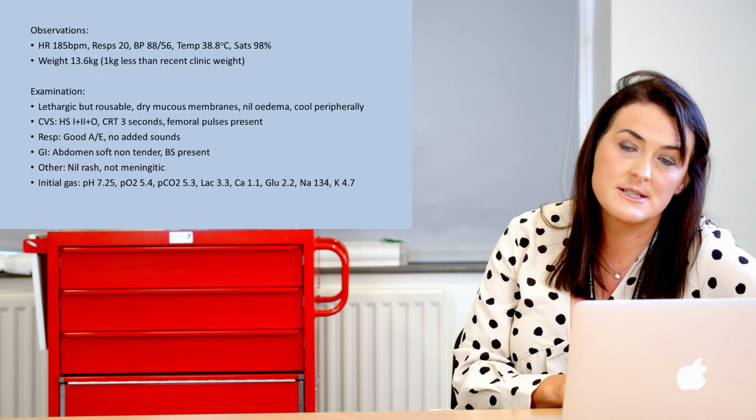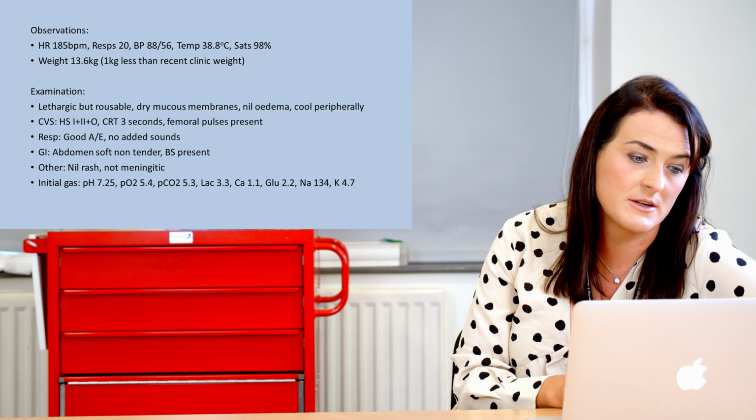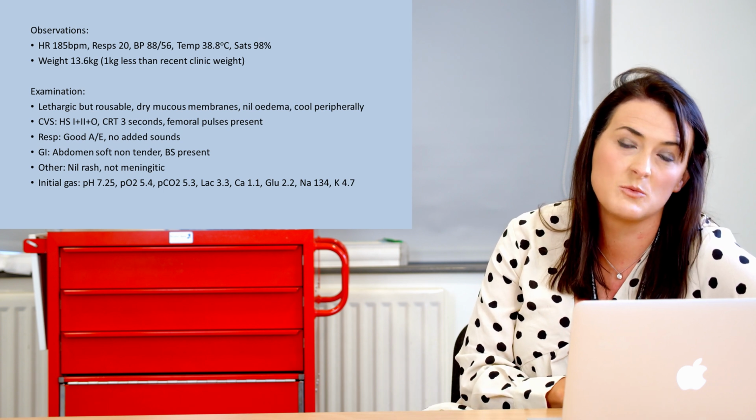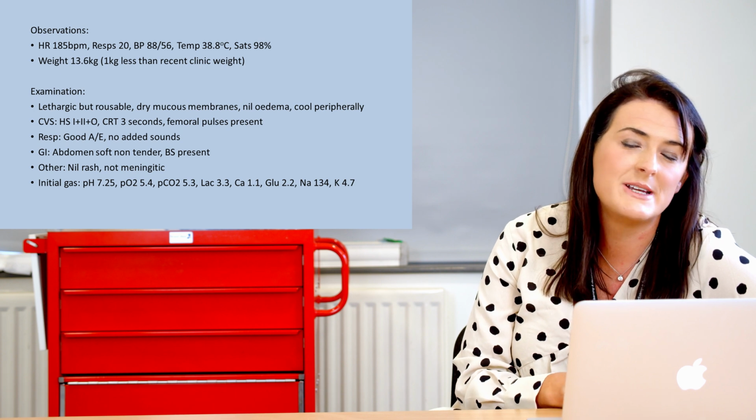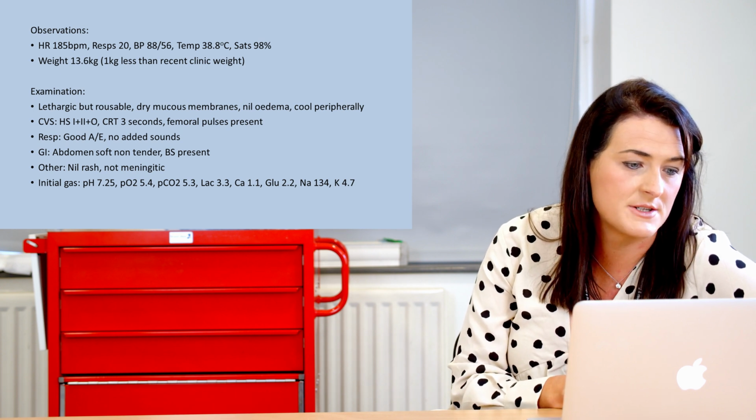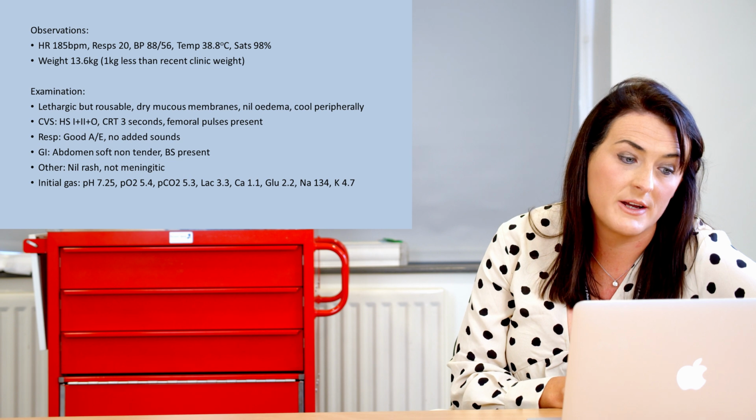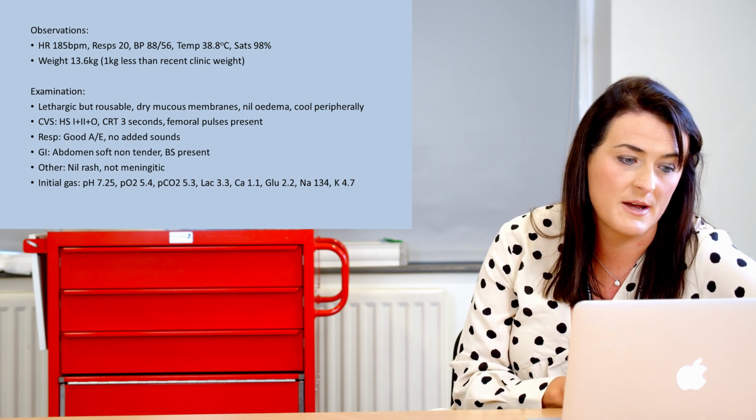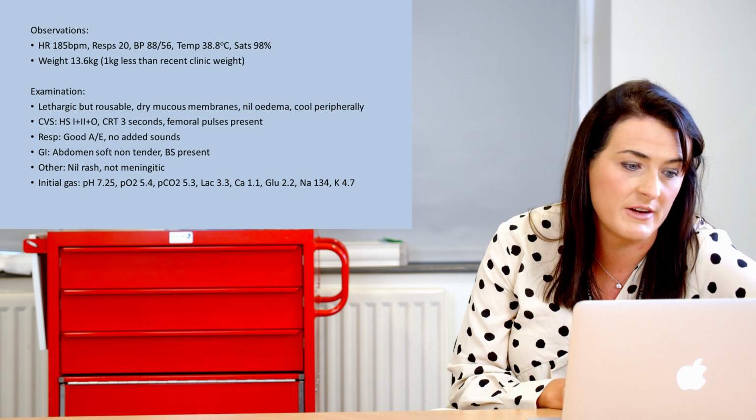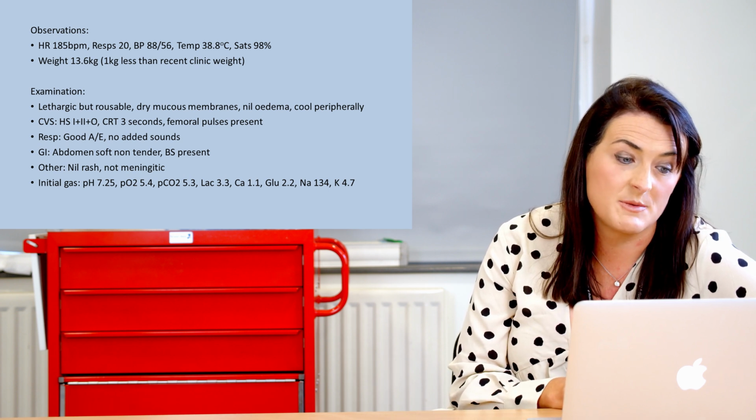So back to our case. So this little girl, she was tachycardic. Her resps were fine, her sats were fine, but she was also hypotensive with a blood pressure of 88/56. She normally sits with a blood pressure of 120 to 130. Of note, her weight was down 1 kilo from her recent clinic appointment, and that is important. If you can get a previous weight, that's very useful.